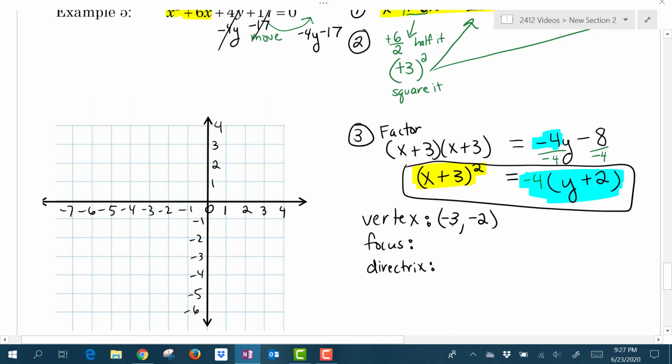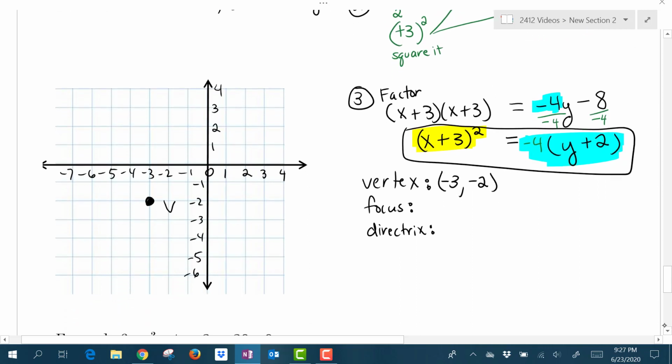Alright, so our vertex is negative 3, comma negative 2. So we'll plot that. I'm going to go ahead and label that with a V. What is the orientation of this parabola? Alright, x is being squared and y is not, so the parabola either opens up or it opens down. Okay, so if x is being squared and y is not, and both sides are positive, then the graph opens up. If one side is negative, then the parabola opens down.